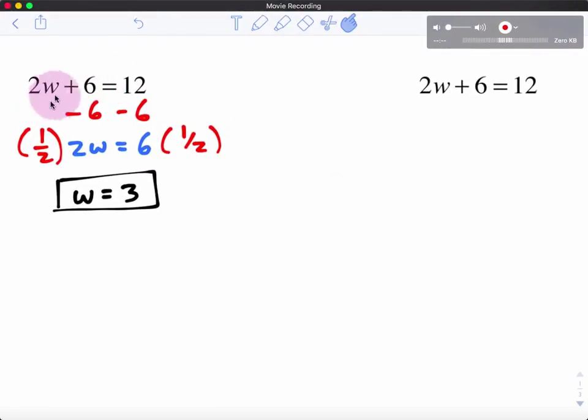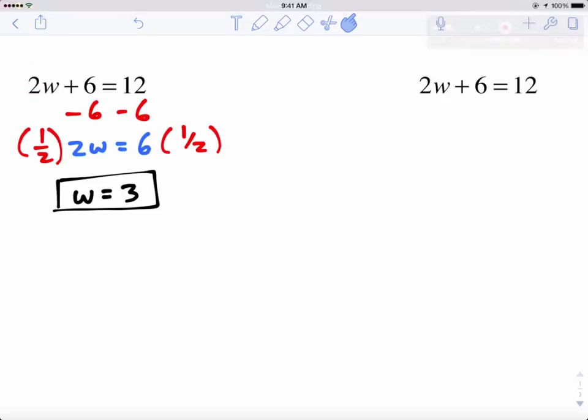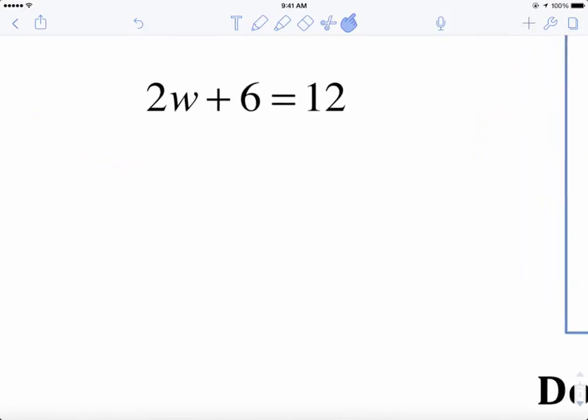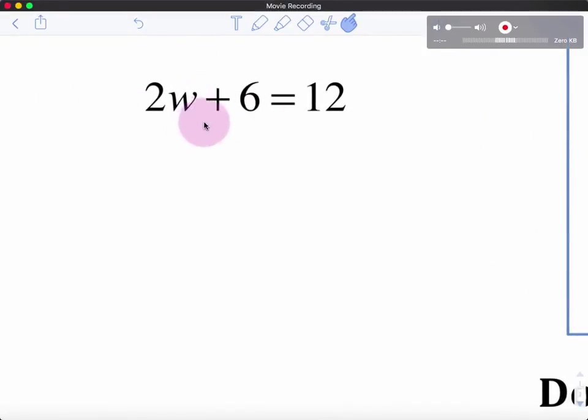A lot of students sometimes focus in on this 2 times w and they think, aha, eventually I'm going to want to divide by 2 or multiply by 1/2 in order to get just 1w, to isolate this unknown variable. That's groovy. But note to self, on the left-hand side of this equation is a number. 2w plus 6 is a number. 12 is also a number.